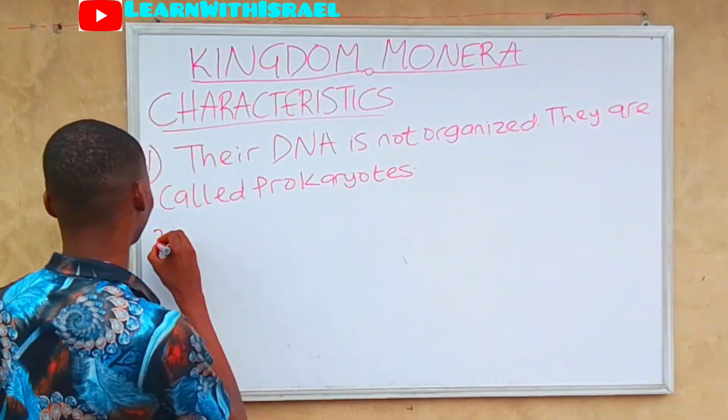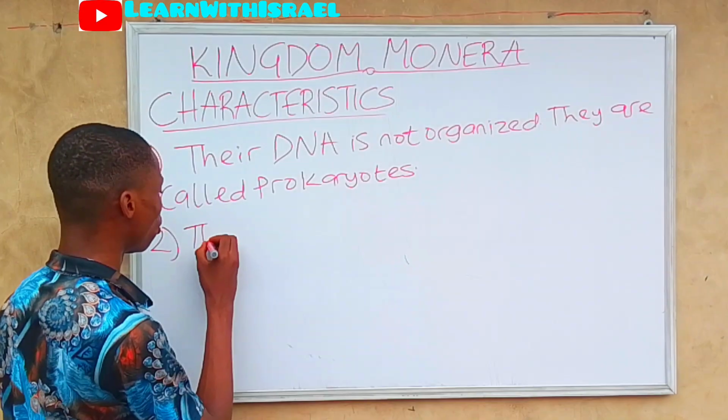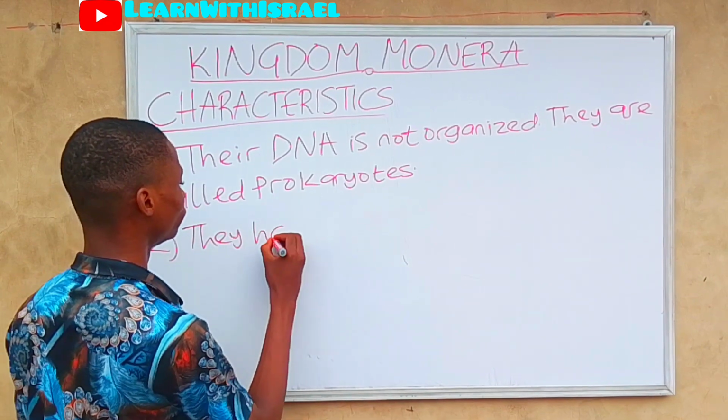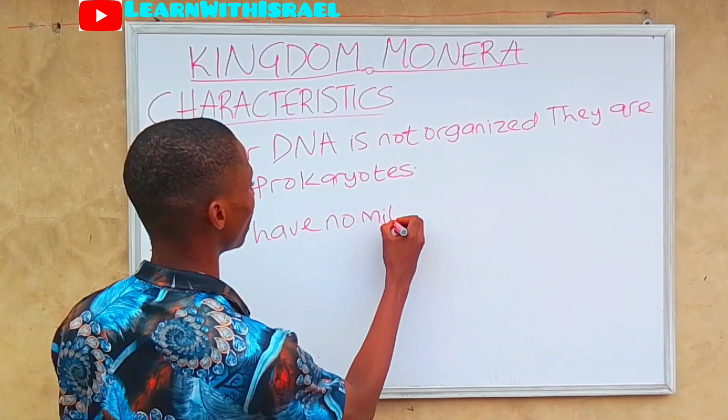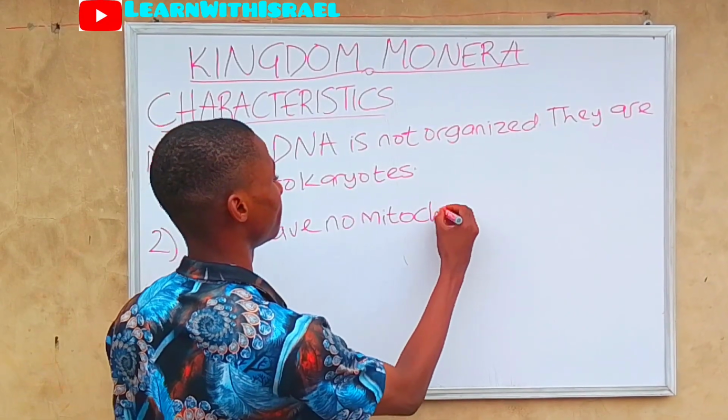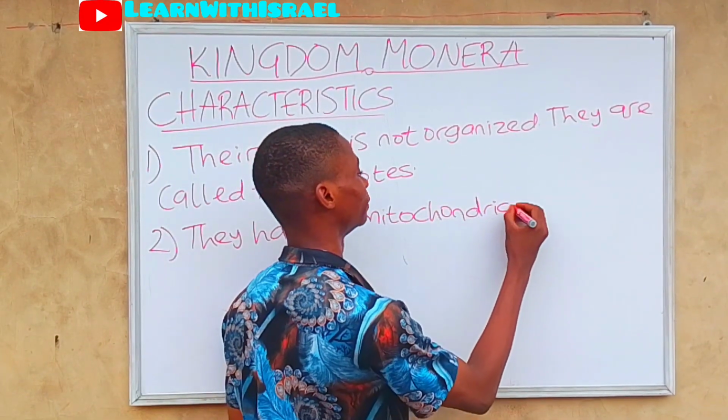Another characteristic is that they have no mitochondria in their cytoplasm.